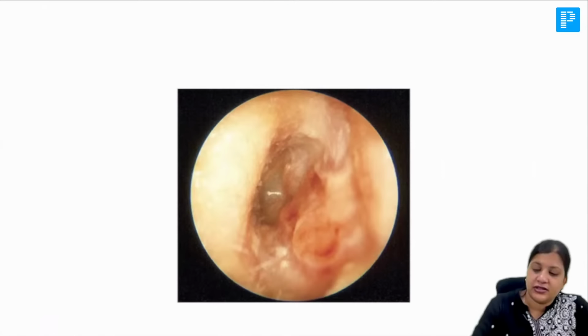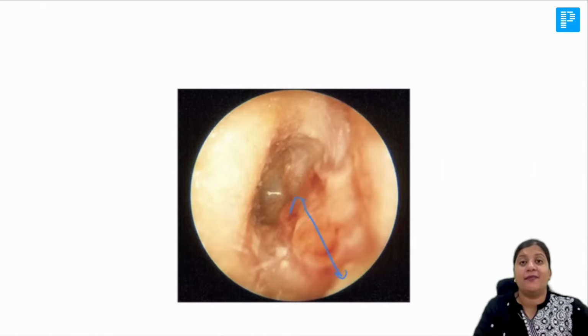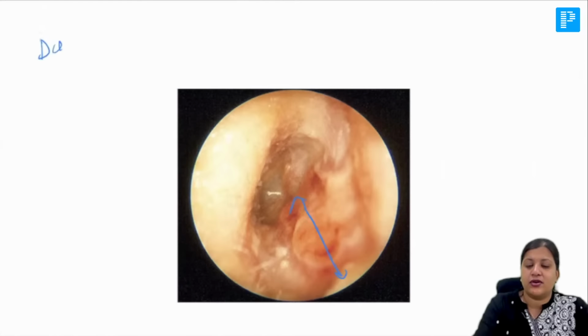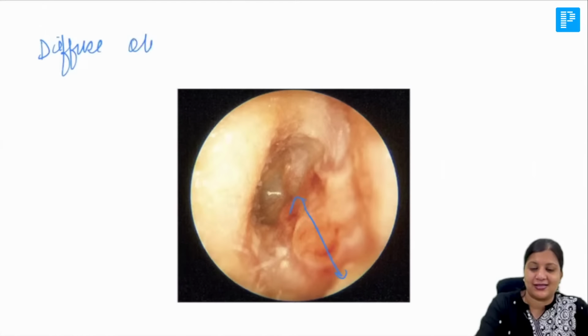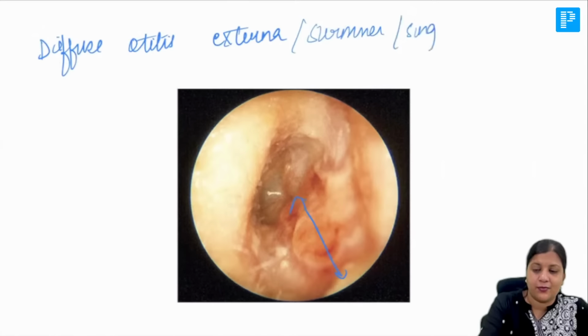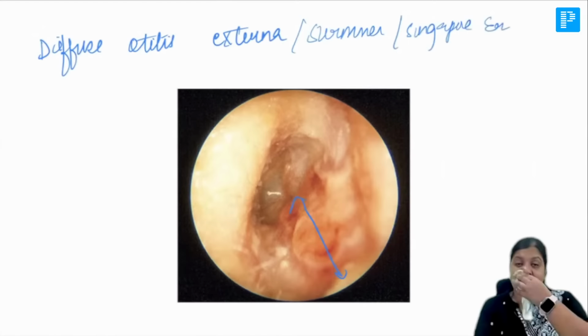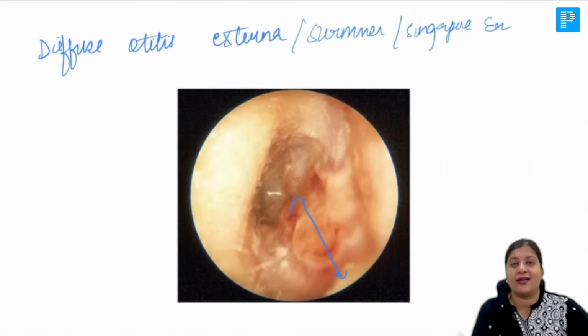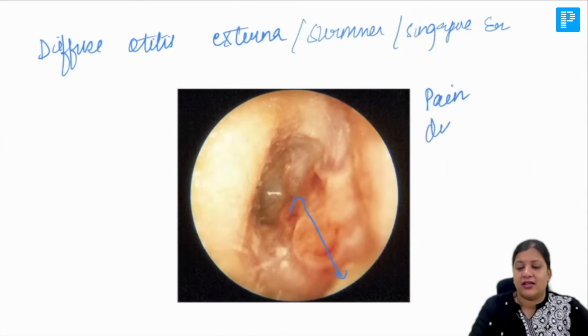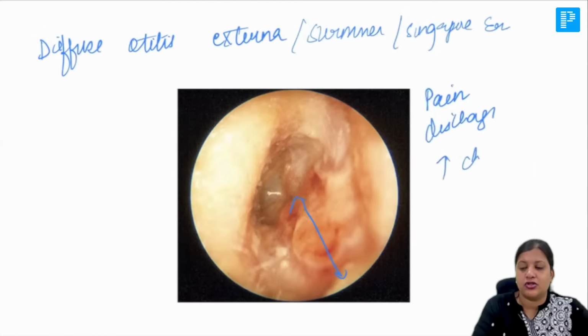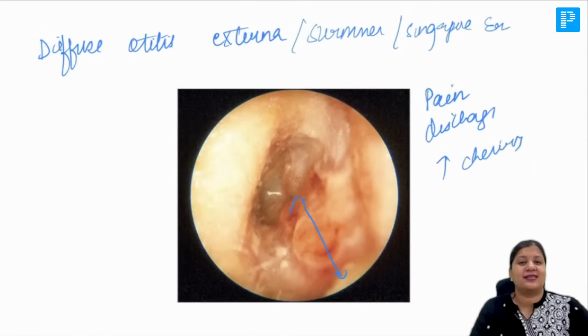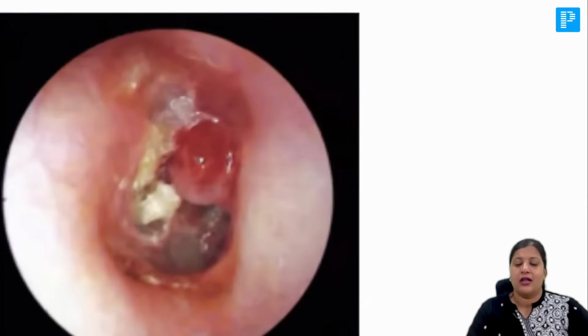Now look at this condition. The entire canal is edematous. It is red. So is it localized otitis externa or is it diffuse otitis externa? Yes, so this is diffuse otitis externa, also called as swimmer's ear, also called as Singapore ear. This condition happens because of excessive moisture that enters into the canal, converting acidic pH to alkaline. The main symptom will be pain, discharge, and this will increase on chewing. These words will be used, and then on examination, the entire canal is edematous, talks to you about diffuse otitis externa.